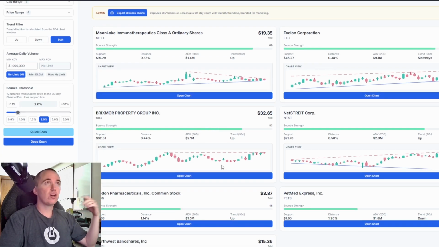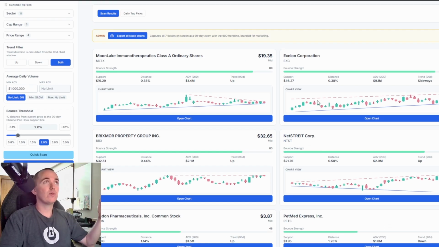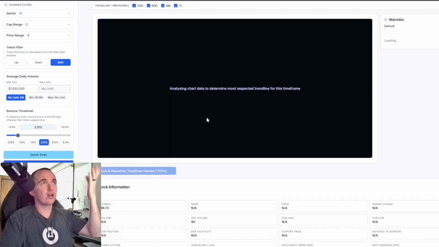The first 4 stocks always show you a mini chart view. It's really compressed, so it's not the most accurate thing to look at, but it gives you a quick thing that you can look at and be like, okay, is this something worth looking into? Right off the start here, this Moon Lake stock is a stock that, based on this little chart, looks to be near a line.